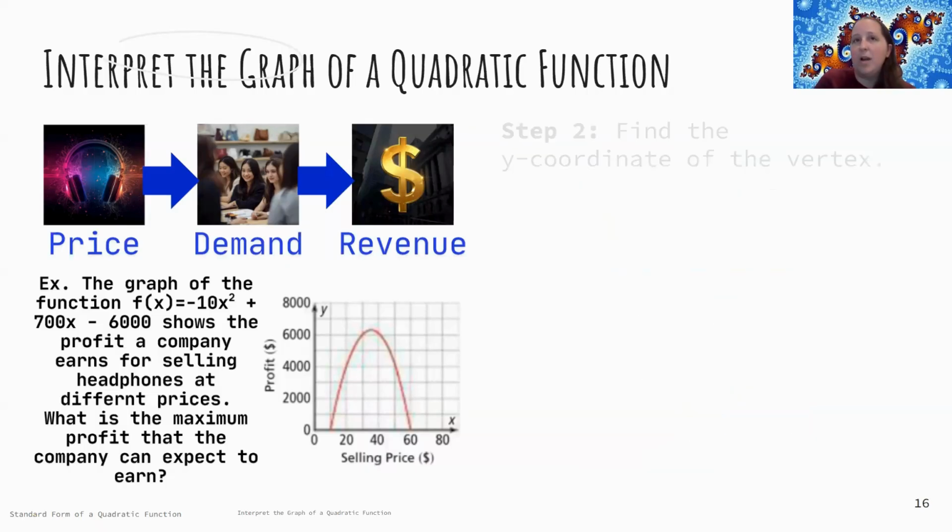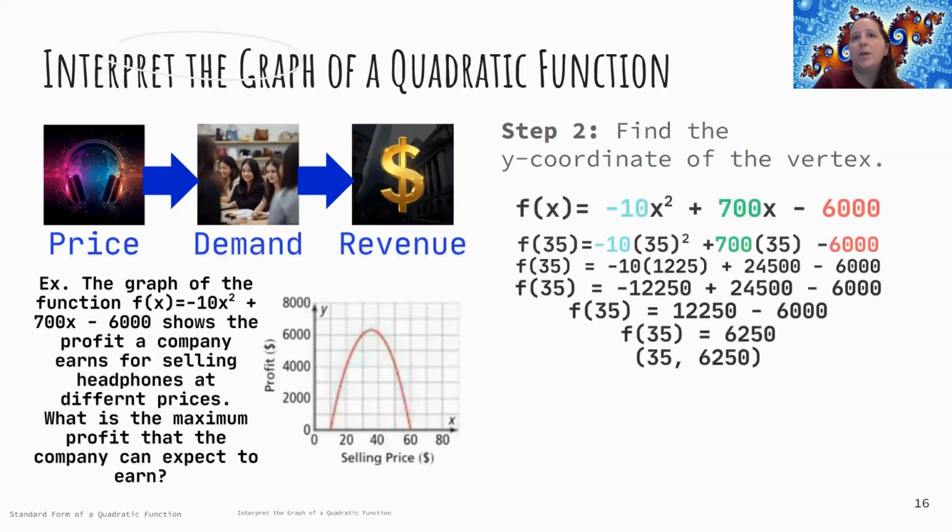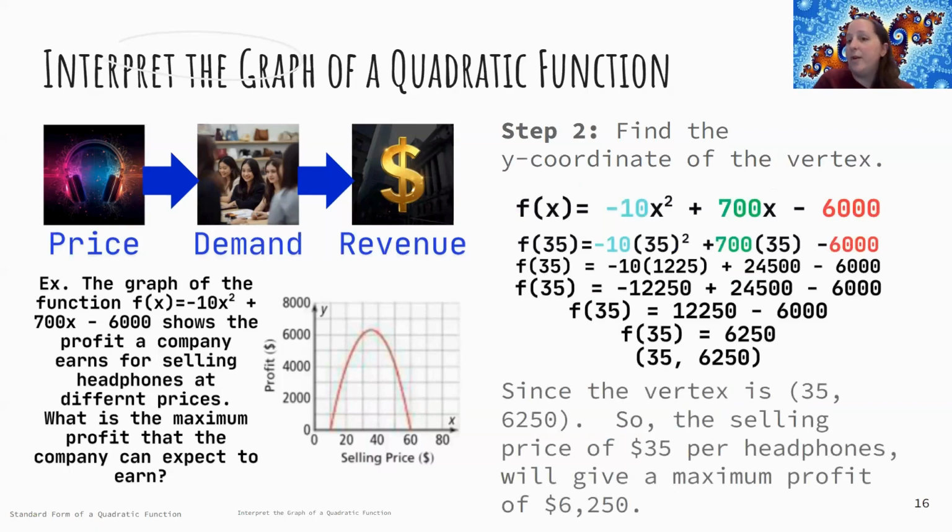From there, I can figure out my y coordinate, right? So I substitute the value of 35 in for x and I solve. When I get that, I get $6,250. Okay, so that tells me the vertex is (35, 6,250). So the selling price of $35 per headphones is going to give me my maximum profit of $6,250.